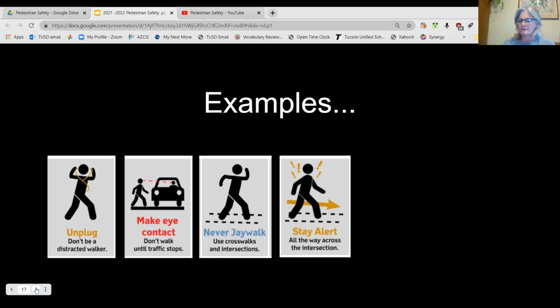All the way across. You might stop, you might look, but then you're starting to walk in the crosswalk and you're talking to your friends. No, you got to stay alert and focus. This is a sign for focus. Focus on the traffic, not on each other.